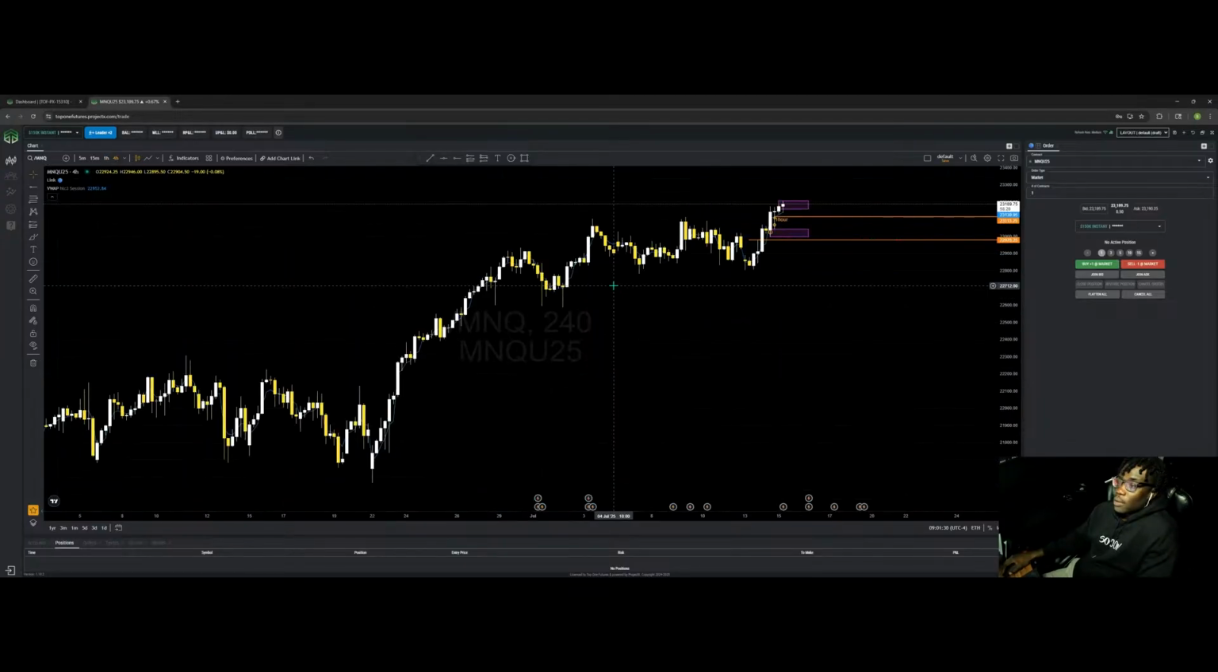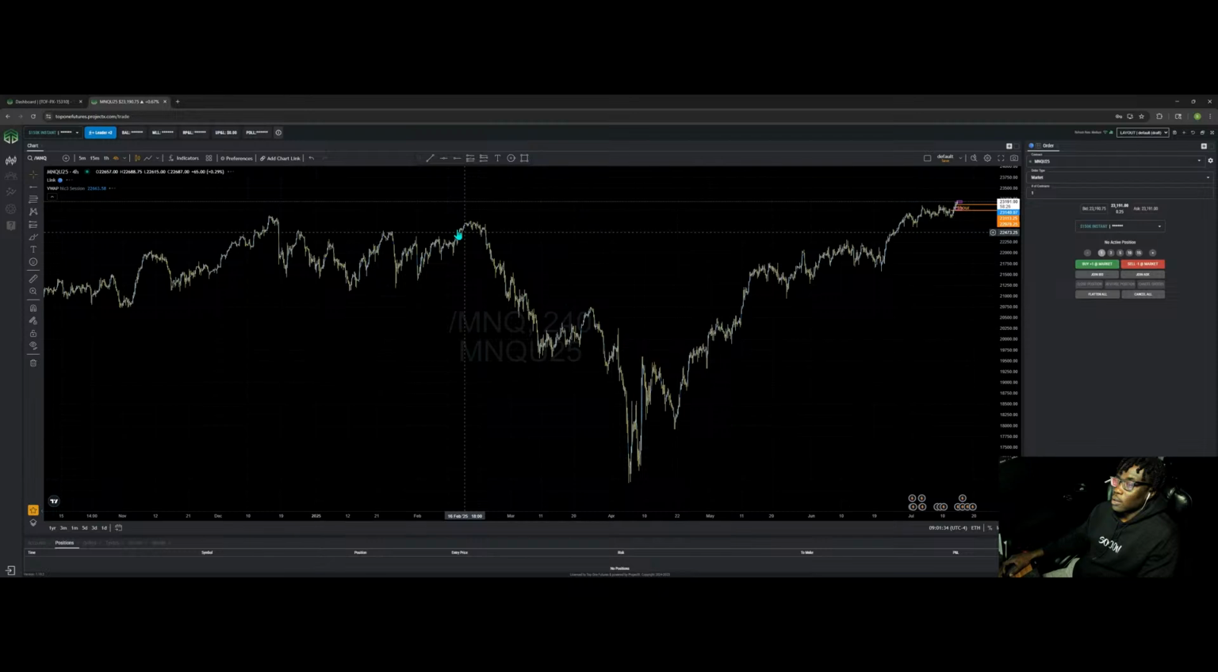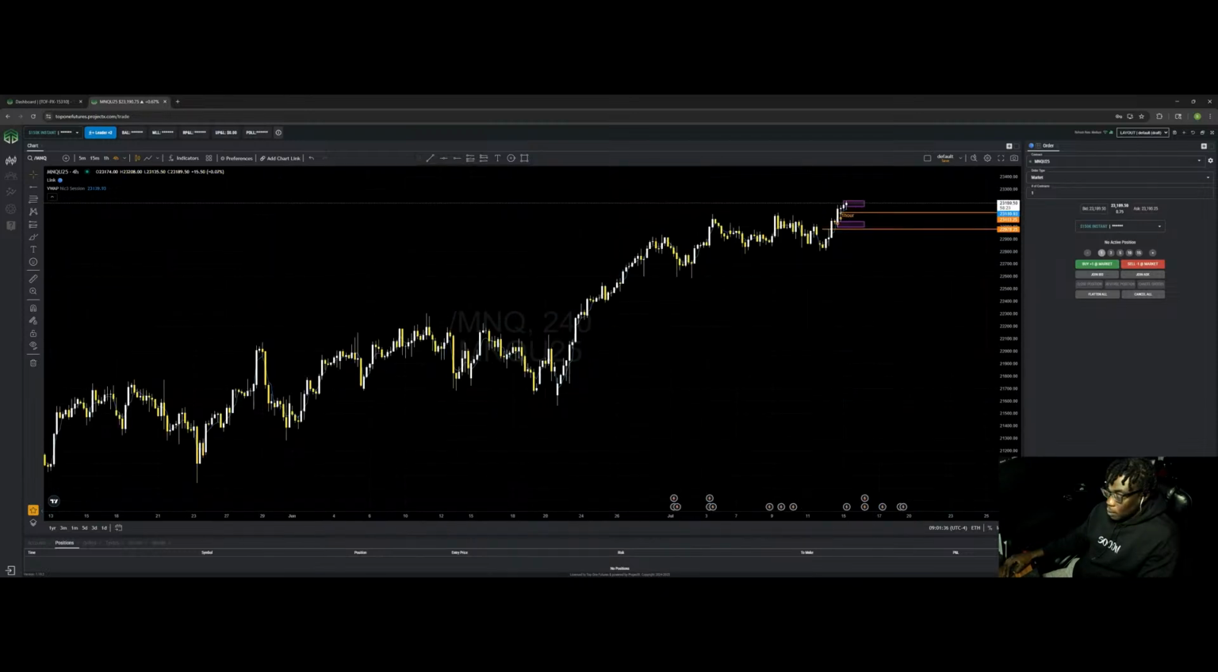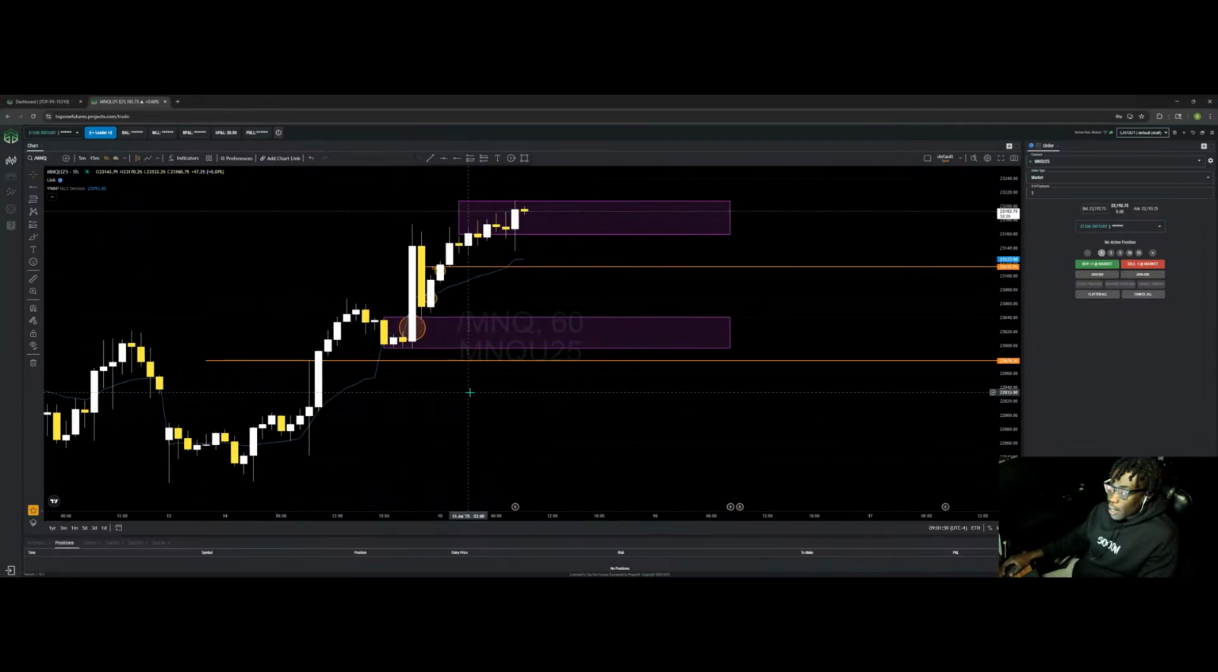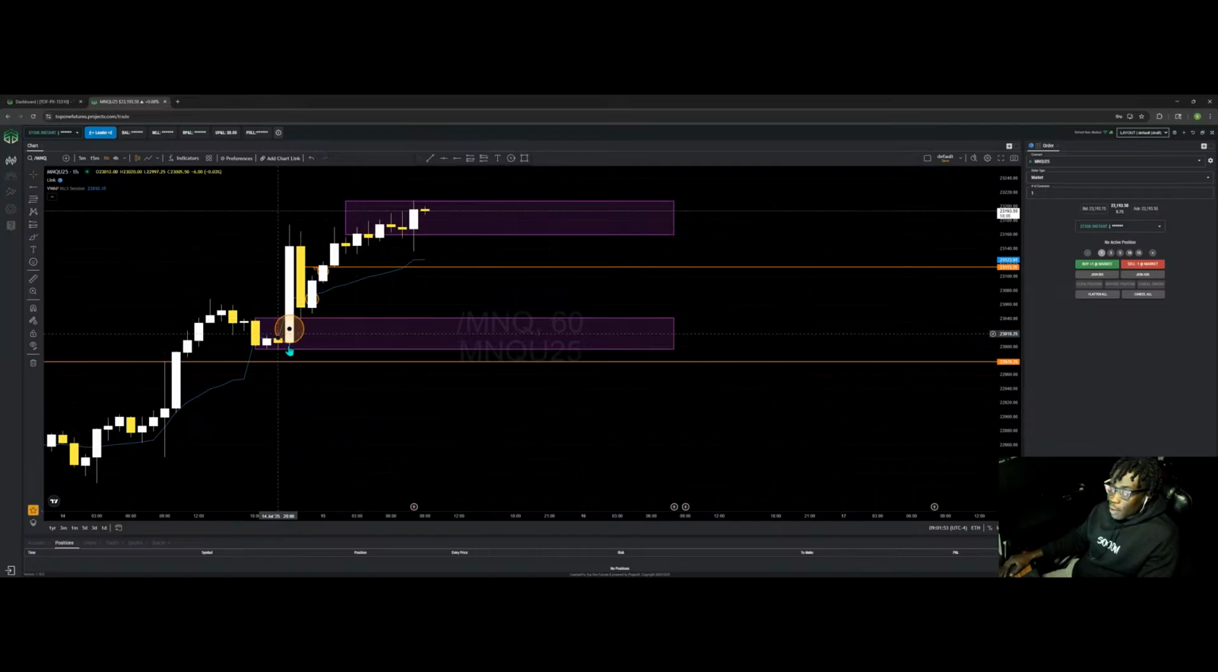Starting on the 4 hour, still trading at all time highs. We got a key level here on the 4 hour. Go down to the hour. We have our 1 hour key level support resistance with supply and demand. And then we have our current 1 hour support and resistance.